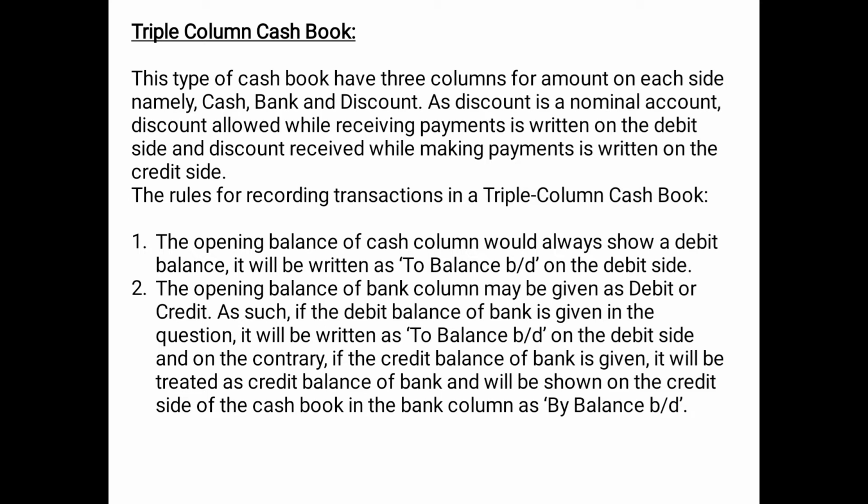The rules for recording transactions in a triple column cash book are: number 1, the opening balance of cash column would always show a debit balance. It will be written as to balance brought down on the debit side, that we already know.